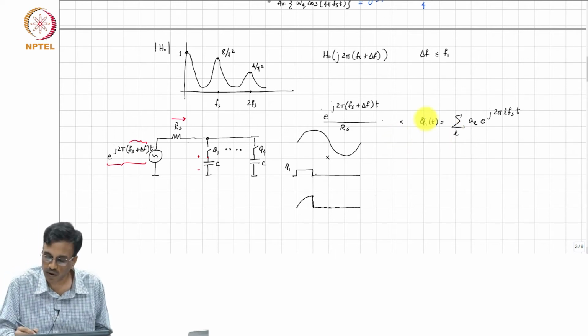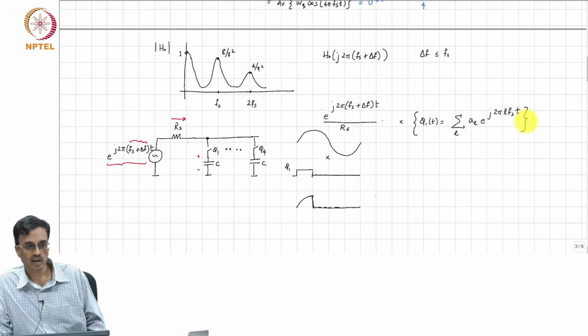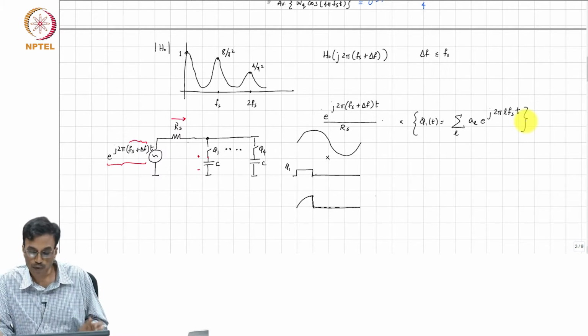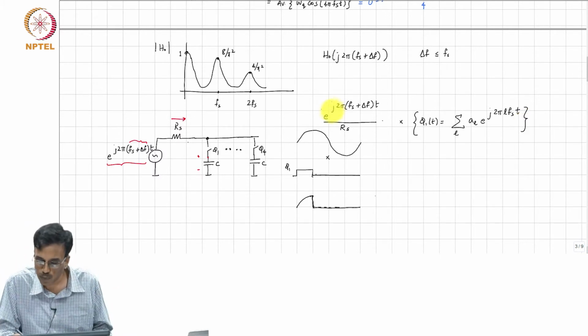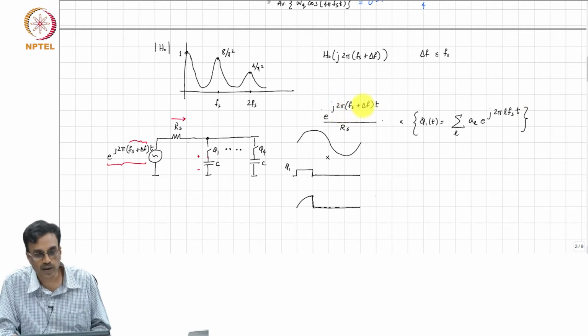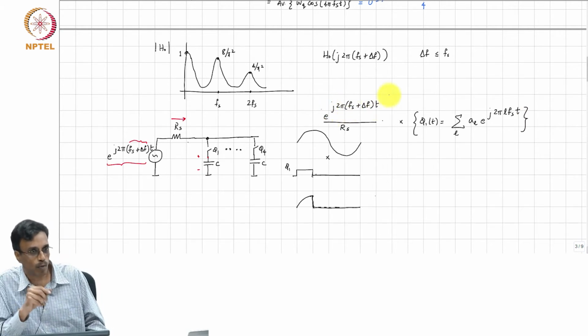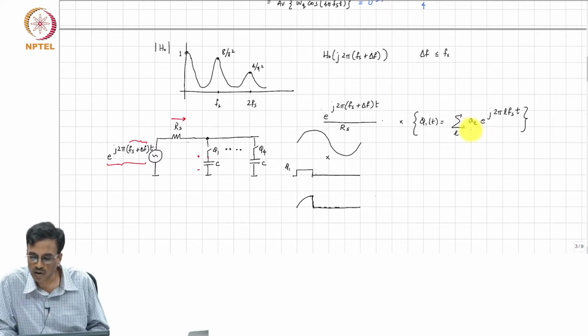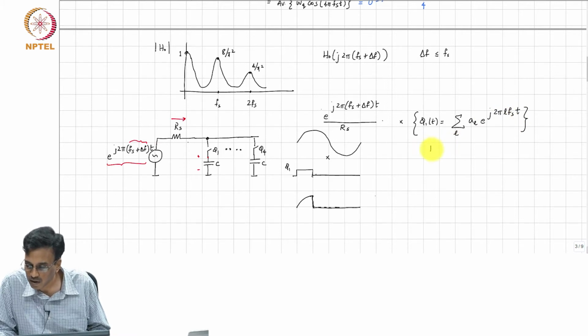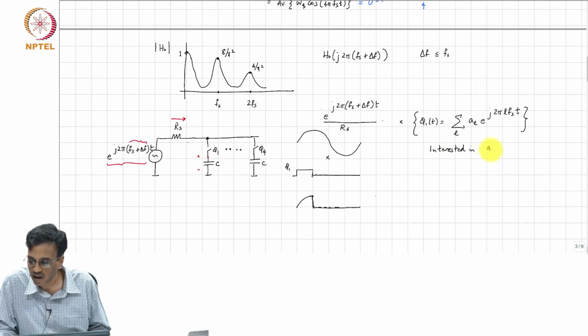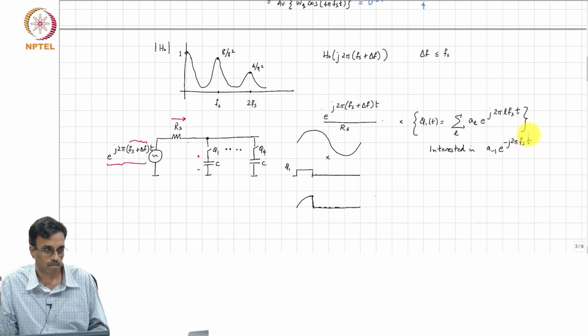Which component of the Fourier series do we need? We are interested in the low frequency component of the product, but the input is at e to the j 2 pi (Fs plus delta F). We are interested in the delta F component. So we have to worry about which series coefficient here. We need to worry about A minus 1, e to the minus j 2 pi Fs times t, right.